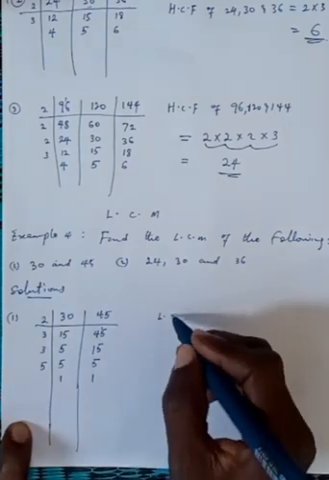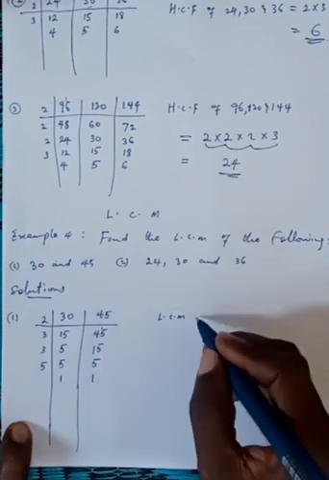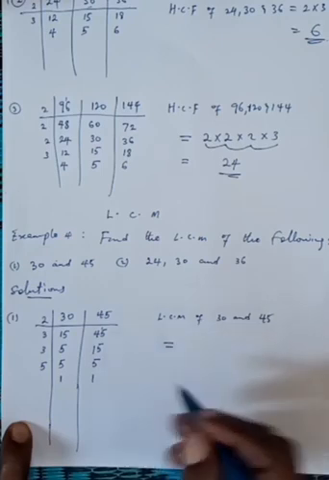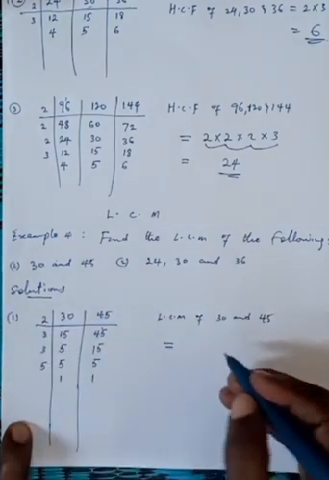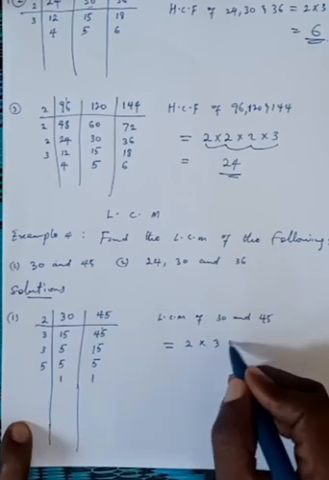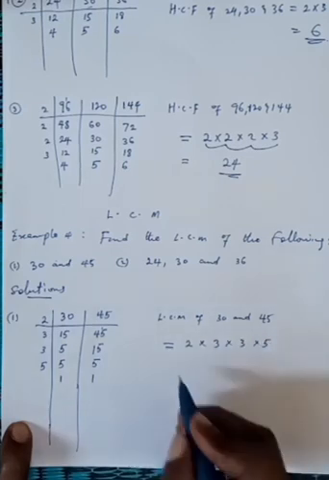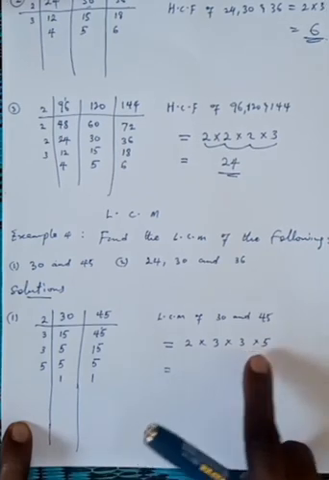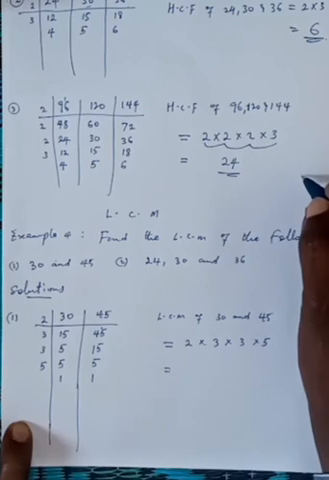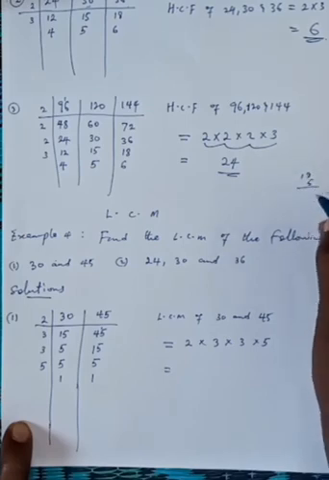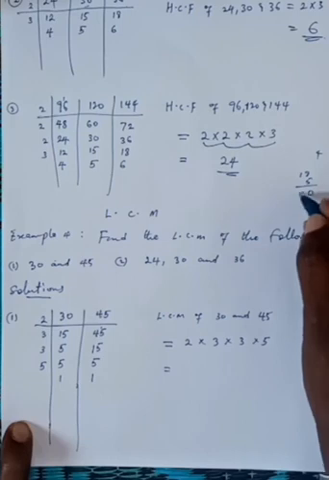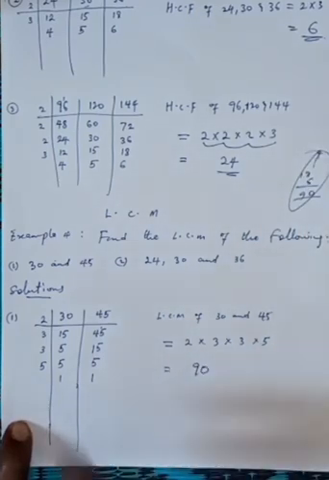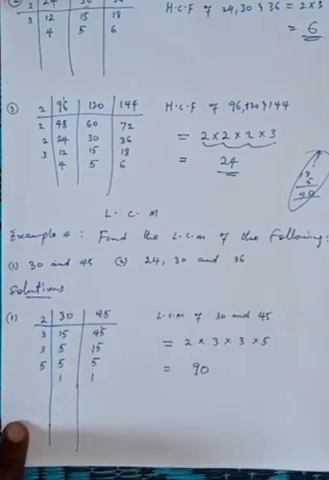So we are now going to say that the LCM of 30 and 45 is equal to the numbers with which the division was carried out. So 2 times 3 times 3 times 5. 2 times 3 gives 6. 6 times 3 gives 18, and 18 times 5: 8 times 5 is 40, 5 times 1 is 5, plus 4 is 9, so 90. So the LCM of 30 and 45 is 90.